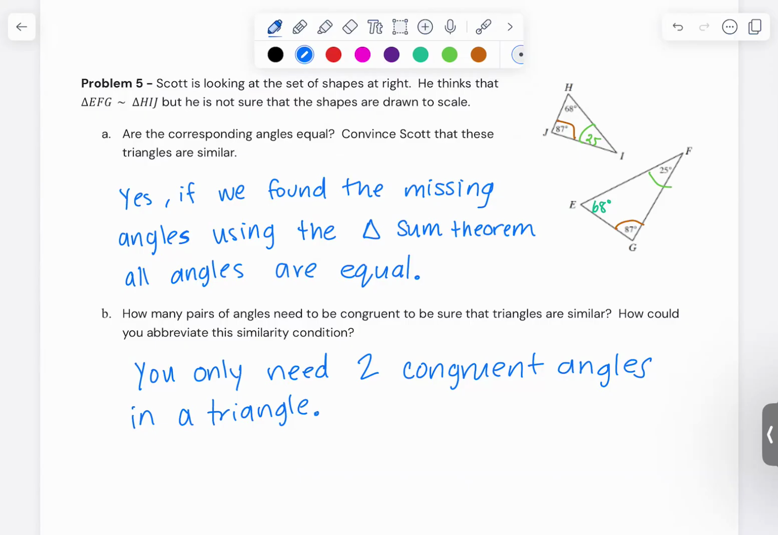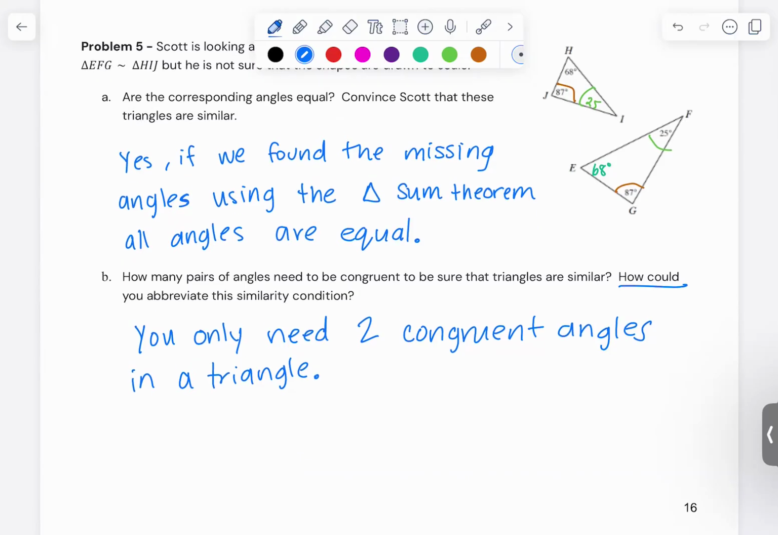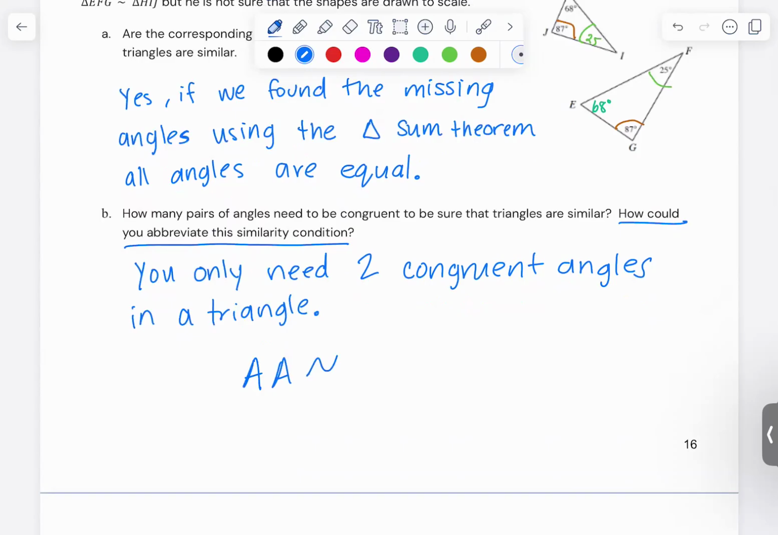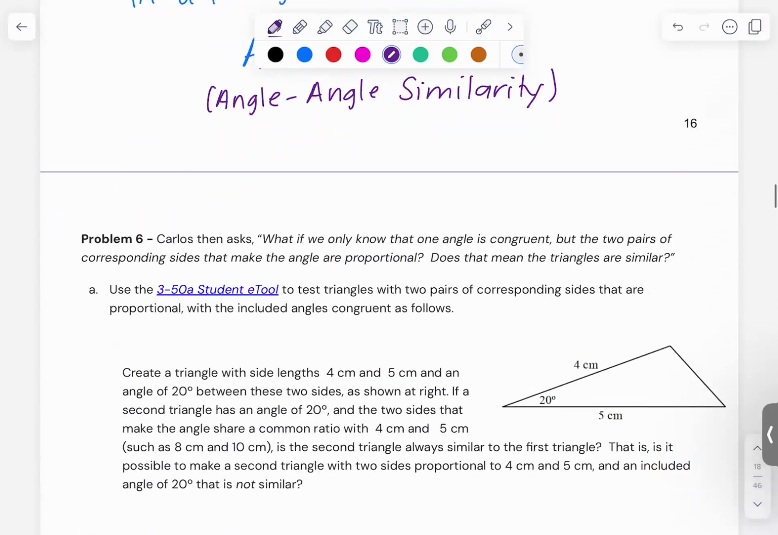And then for how could you abbreviate the similarity condition? We call this AA. And then this is a symbol for similarity. So this would be angle-angle similarity. So basically what all this is saying is that if you have two angles in a triangle that are the same, then you can say that the two triangles are similar by angle-angle similarity. Okay. So that should get you all the way through page 16.